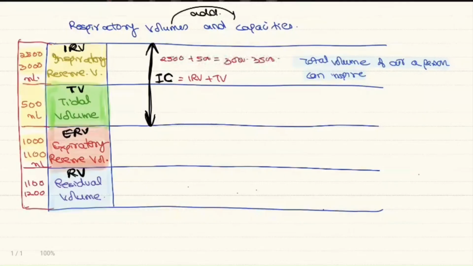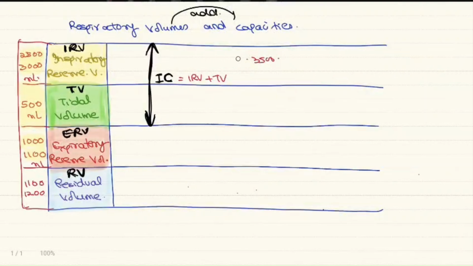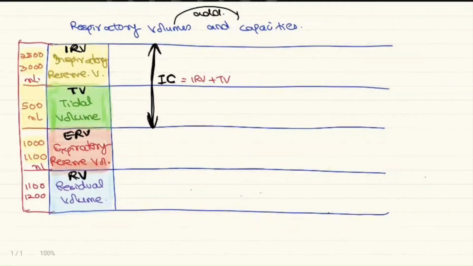So first capacity is by adding IRV and TV, that is the total volume of the air a person can inspire after the normal expiration. This is the IC, inspiratory capacity. The next is, let's add TV and ERV. So TV also has the exhalation part, ERV is of course expiratory reserve volume. So now I get EC. What is EC? Expiratory capacity.